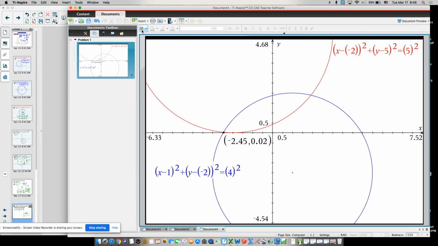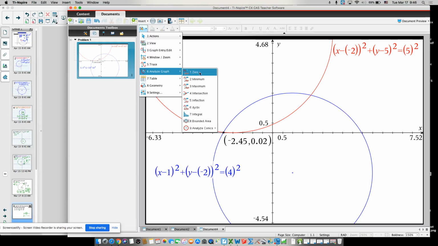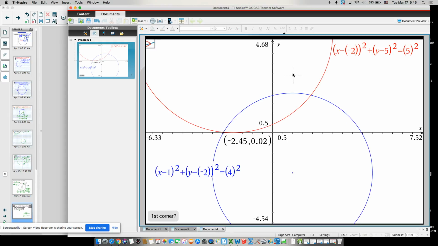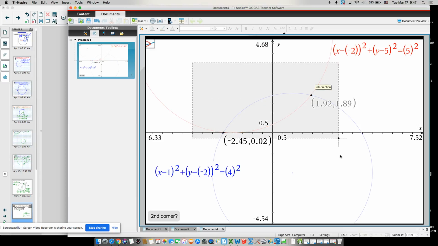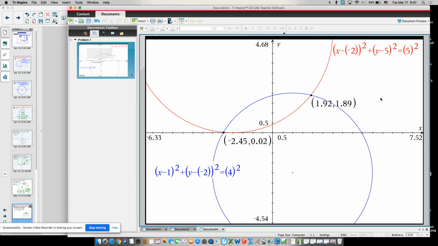Let's do it again for the other intersection. Analyze graph, intersection, and just come over to the left somewhere. It doesn't really matter where. You just want to enclose that intersection. The only thing you don't want to do is make it so big that it would enclose both intersections at once. Sometimes that messes things up. In this case, it looks like it's working, so I'm just going to click. There's my other intersection, 1.92, 1.89.